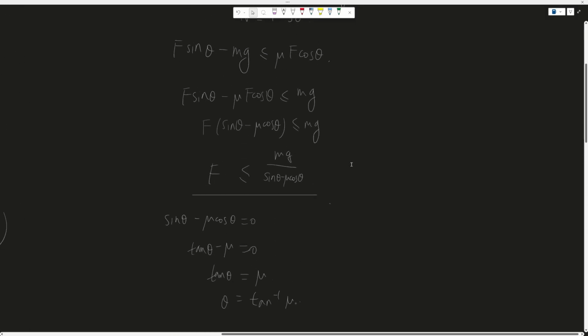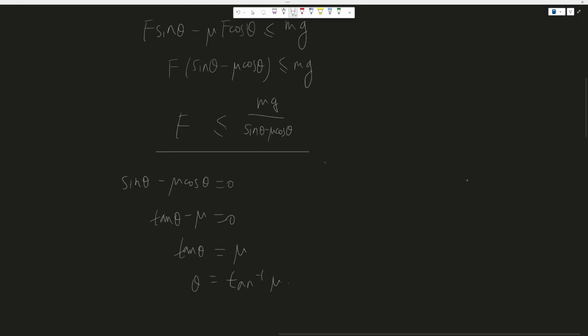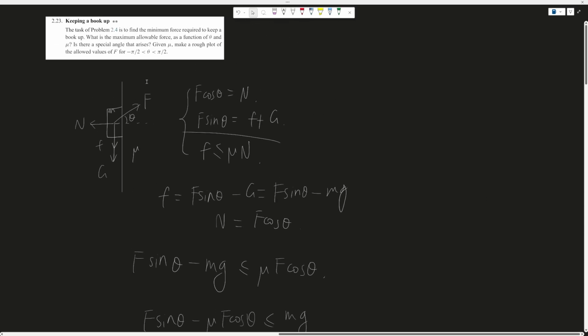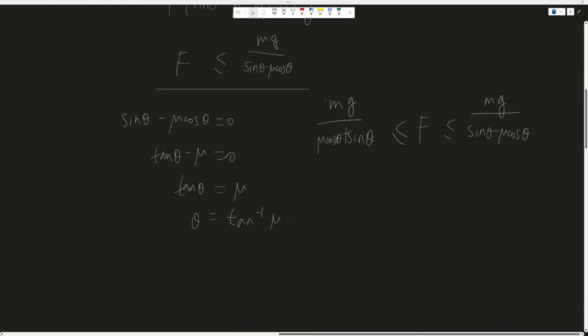So now, to put it in proper notation, we have F needs to be smaller or equal to mg over sine theta minus mu cosine theta, and it needs to be bigger or equal to mg over mu cosine theta plus sine theta. And so now we can try to graph this on Desmos. It is also asking us for a rough plot.